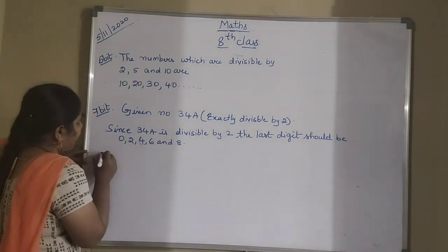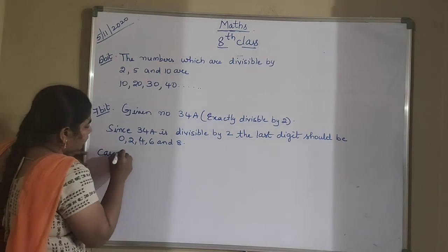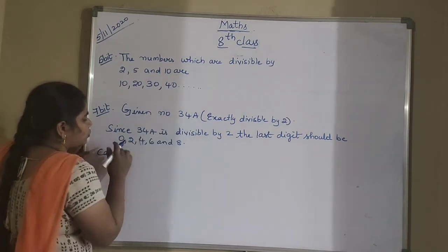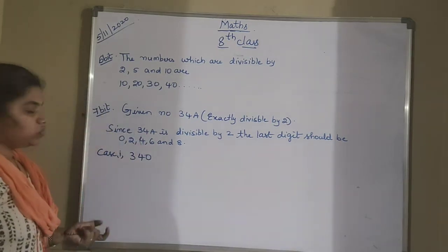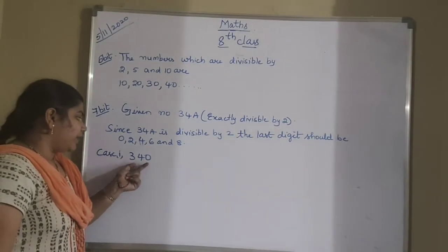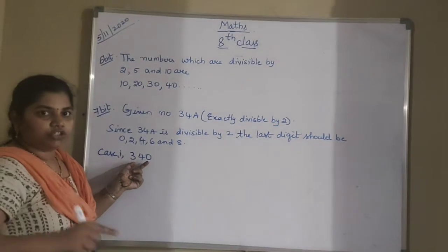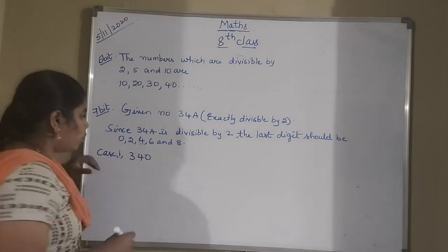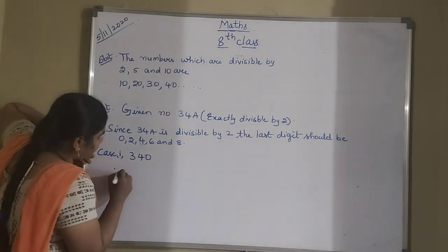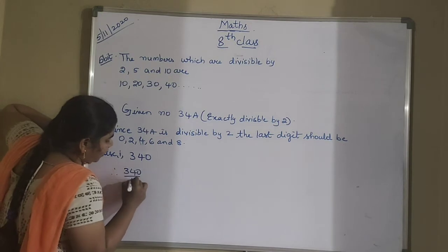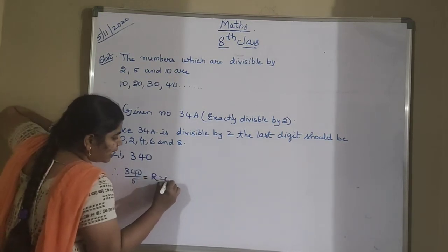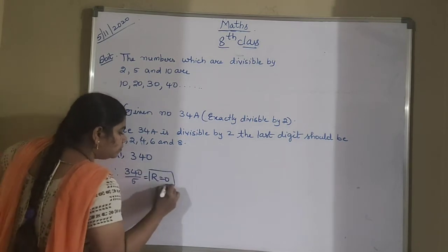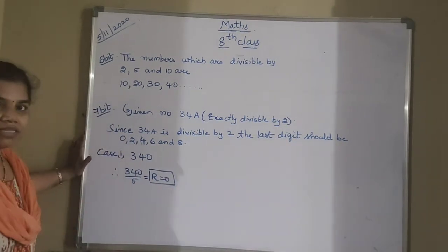So I am taking the first case. In place of a I am substituting 0 now. That is 340. So if I divide this 340 by 5, it should leave a remainder of 1. So 340 divided by 5 leaves a remainder of 0.